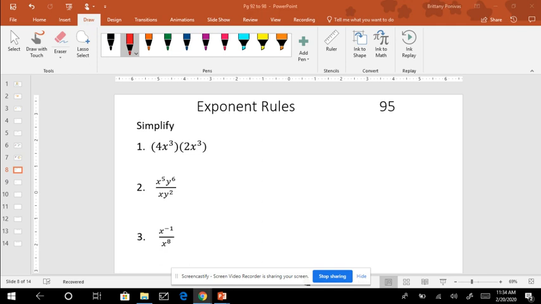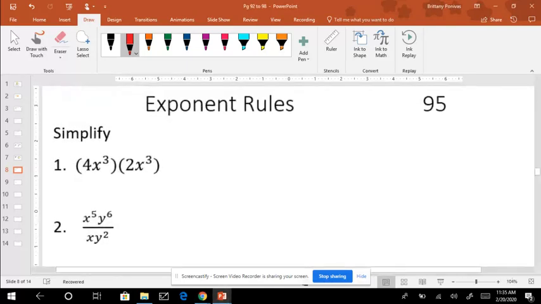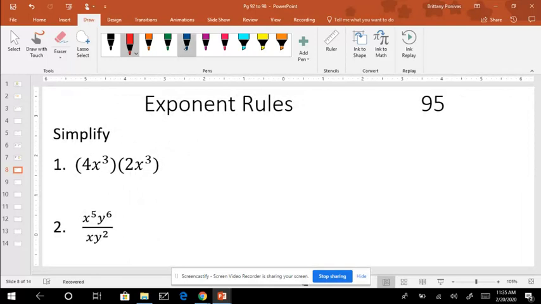Moving on to page 95, we are going to do 6 examples on this page, and I would not write them down until I start them for spacing purposes. So make sure page 95 is titled and numbered, and go ahead and copy down the directions and number 1. So number 1 is just a basic multiplication problem.